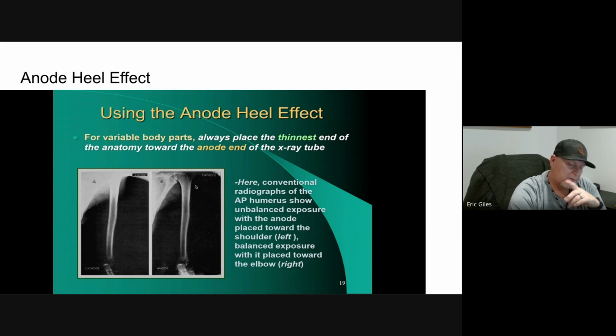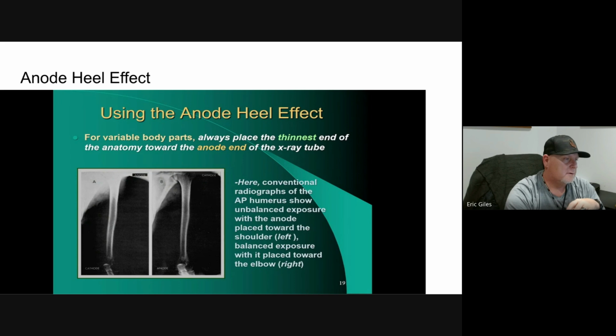Now, once they flip the patient and put the patient's head towards the cathode and the elbow towards the anode, you got a more uniform picture there because there was more energy coming through that thick shoulder than the little elbow. Okay, so that's the anode heel effect, and you can use that to your advantage at some point. I just want you guys to know what that is. It's just more power at the cathode than there is at the anode.